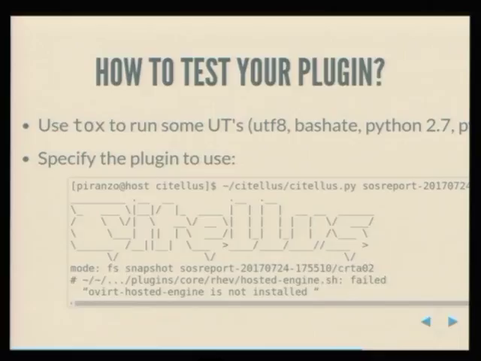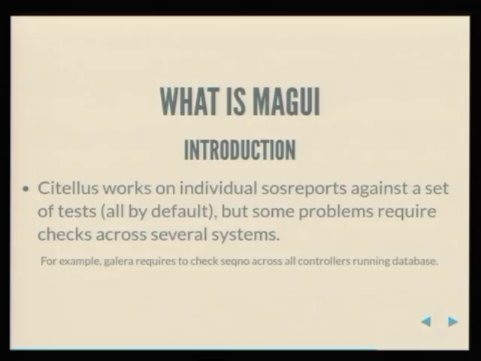The bad thing about Citellus is that it just works on individual sosreports or individual systems, but in OpenStack, for example, we are facing a lot of systems at the same time. For a standard deployment, we get at least 3 sosreports, one from each of the controllers, and sometimes we want to compare anomalies between those systems. Or we want to check two sosreports from two points in time from the same system and see what has changed between one and the next. For that, we started creating Magui, which allows us to do this check across different sosreports.